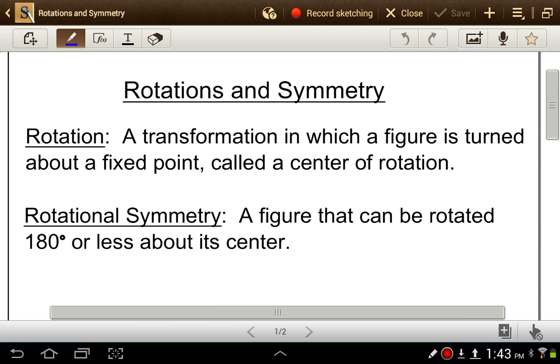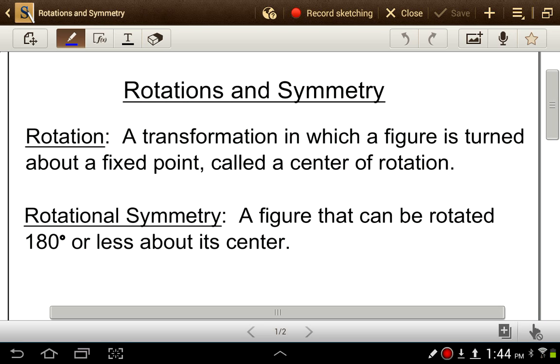First, a rotation, guys, is a transformation in which a figure is turned about a fixed point called the center of rotation. So you have a point at which you're kind of circling the shape around. So this kind of a turning or a spinning is a rotation. Just like cars rotating, the wheels rotating. That's a rotation.